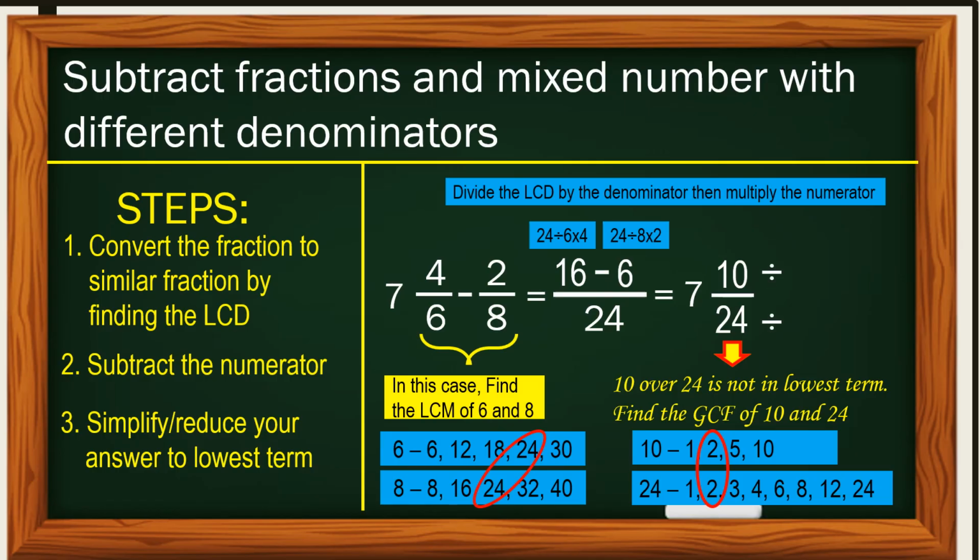Now let us divide 10 over 24 by 2. So 10 divided by 2 and 24 divided by 2 is equal to 5 over 12. Then copy the whole number. And that is the final answer, 7 and 5/12.